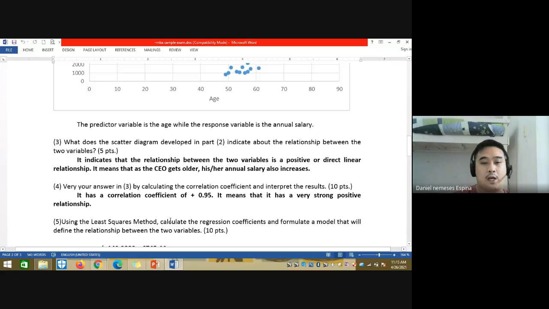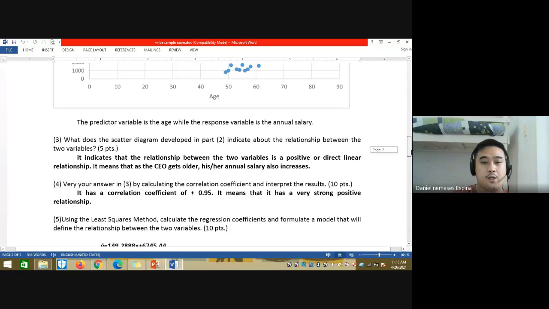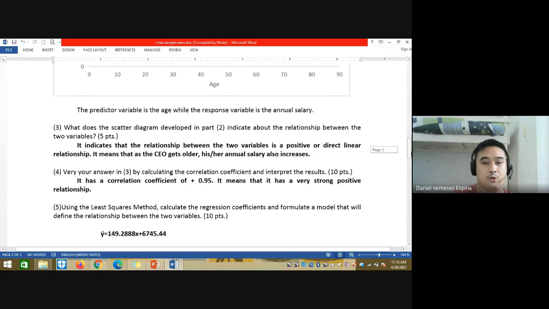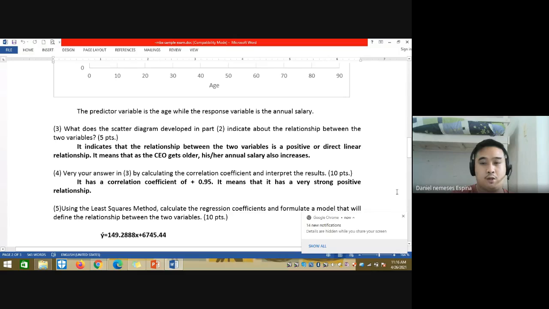So number 5, using the least squares method, calculate the regression coefficients and formulate a model that will define the relationship between the two variables. So using the regression equation, to get the response variable or the y hat, this is our formula. So our fixed coefficient or the constant coefficient, no, this is the variable coefficient.